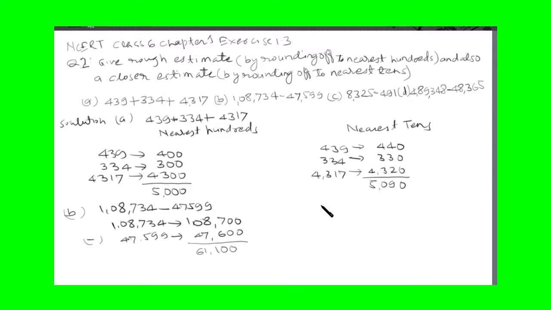Now for rounding up to nearest 10. One lakh 8,734 becomes 1,08,730, as 34 is close to 30 and not to 40. 47,599 becomes 47,600, as 599 is close to 600 and not to 590. And on subtraction we get 61,130.